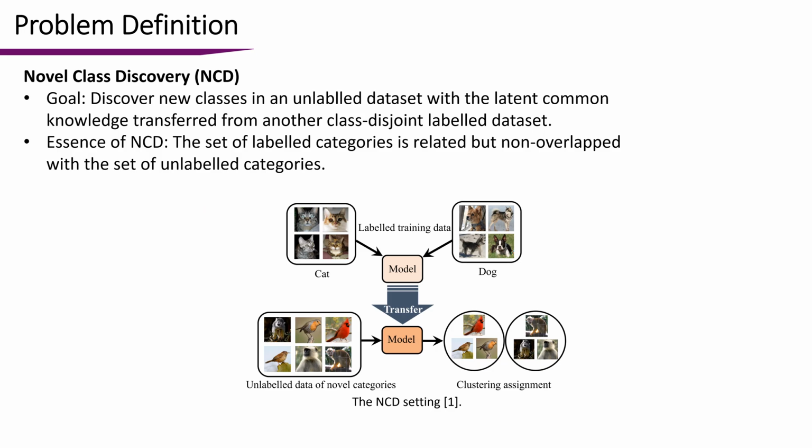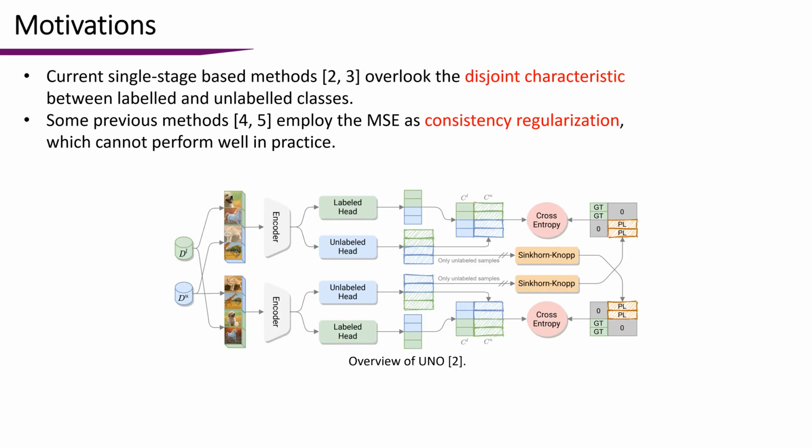Firstly, we introduce the NCD task in detail. In NCD, our goal is to discover new classes in the unlabeled dataset, with the common knowledge transferred from the auxiliary labeled dataset. The task assumption, as well as the essence of NCD, is that the set of labeled categories is semantically related but non-overlapped with the set of unlabeled categories.